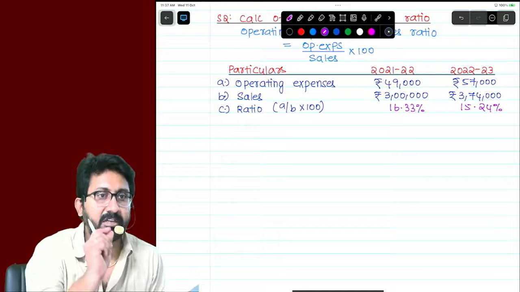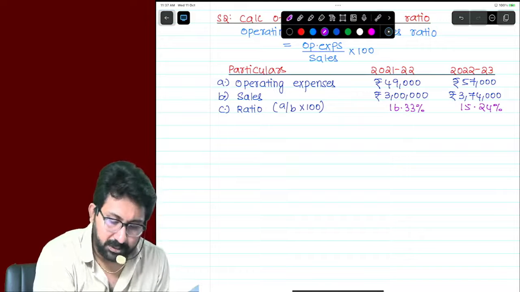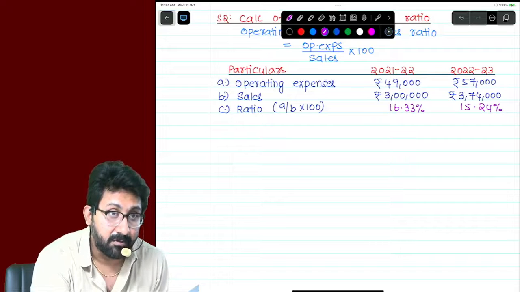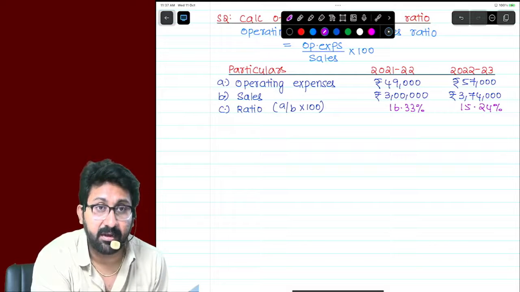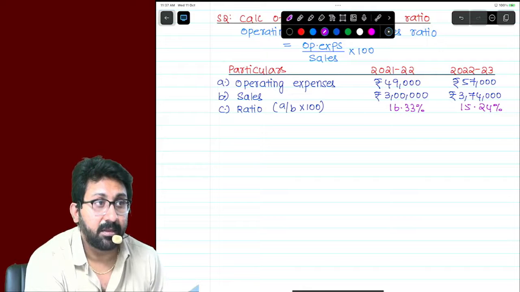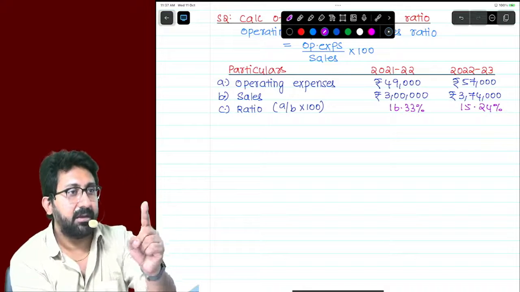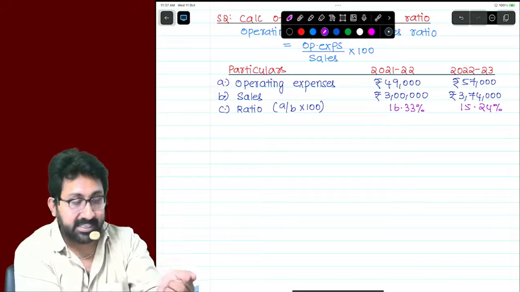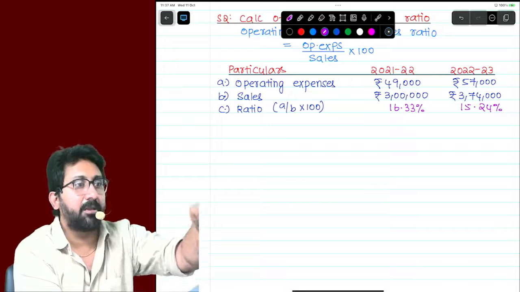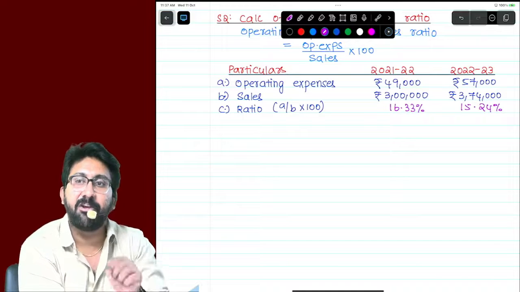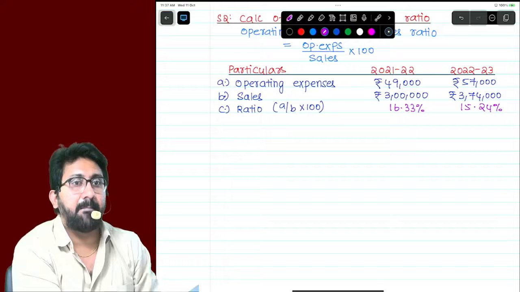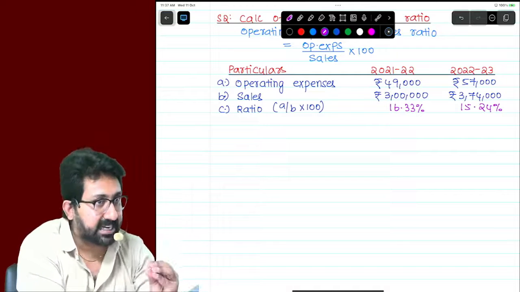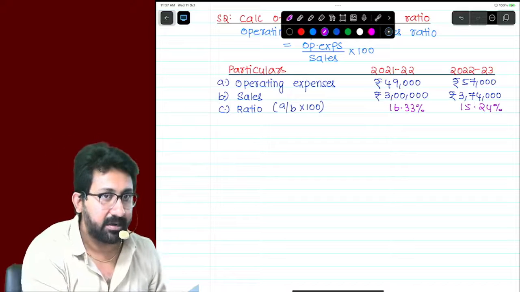Okay, I will ask you one question. Tell me, how much operating expenses did you incur in the last year? 49,000. For how much sale? That means for every 1 rupee sale, you spent 16 paisa, 0.16 of a rupee, on operating expenses. But this year for 1 rupee sale, how much do you spend? Has the company been performing better or underperforming? Better performing. With lesser expenses, you generated extra sale.